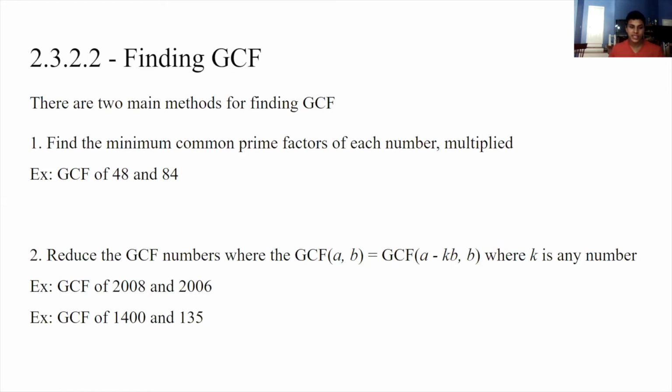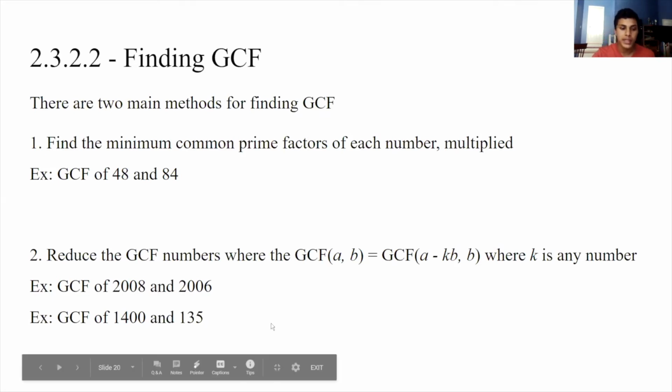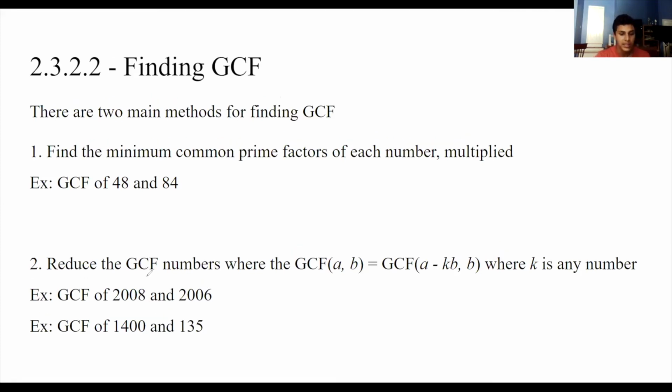So here I have an example that says GCF of 2008 and 2006. If I look at my definition, it says reduce the GCF numbers, which means I want to reduce these to smaller numbers, because I know finding the prime factorization of two large numbers, 2008 and 2006, would be a real pain, right? So if I could reduce it to smaller numbers and I'd still get the same greatest common factor, that would be really, really nice. So this is a method for doing exactly that.